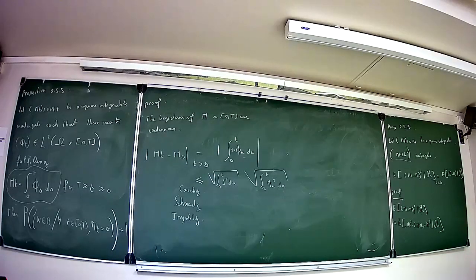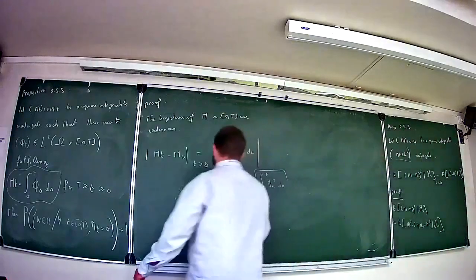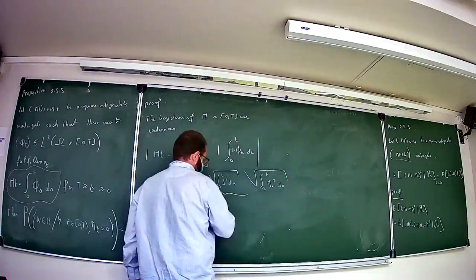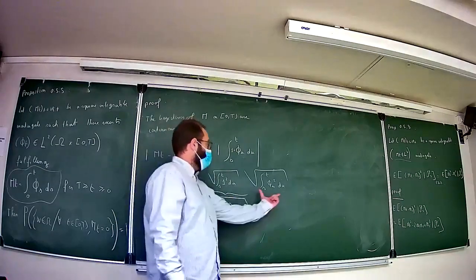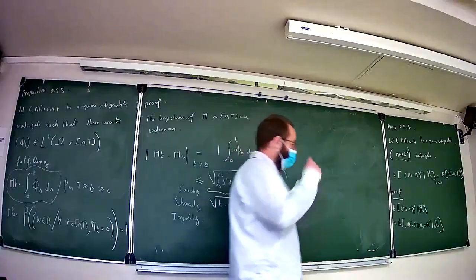This is the Cauchy-Schwarz inequality. The integral of the product is less than the product of the square roots of the integrals of the squares. What is the first term? I have the integral of 1 between s and t. So here, it's the square root of t minus s. And what happened for this one?